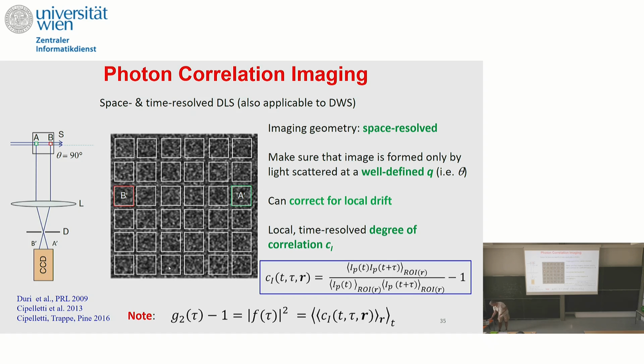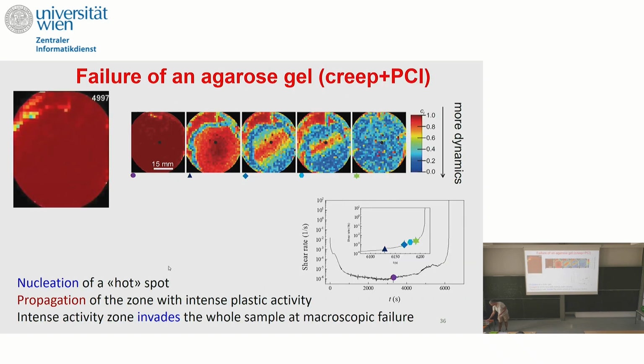So let me show you a practical example of why this could be interesting. This is the plate of a rheometer, which is illuminated from the bottom with a laser beam, and we are collecting the scattered light. We divide our speckle images into boxes. Each big pixel here corresponds to a distinct box over which we calculate this degree of correlation.